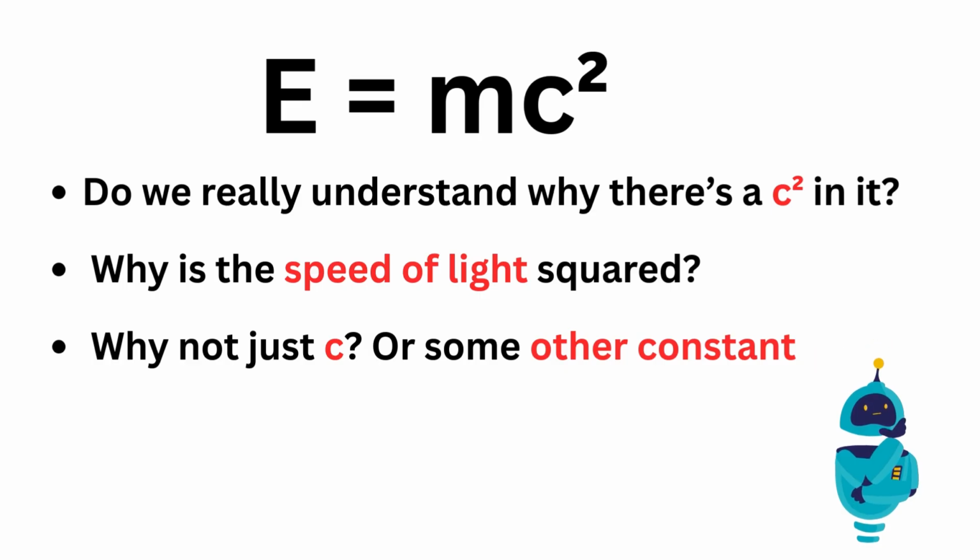Most videos just explain the general idea of mass and energy conversion, but not many dive into why the c square is even there. So in this video we will focus on the c square and why we have used c, the speed of light, as a constant. So let's start with the basic understanding of the units.